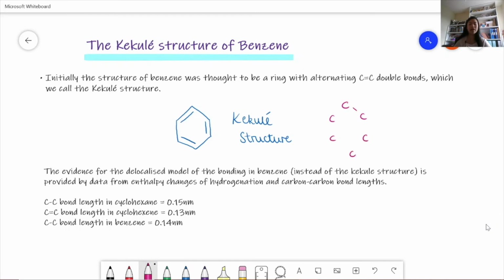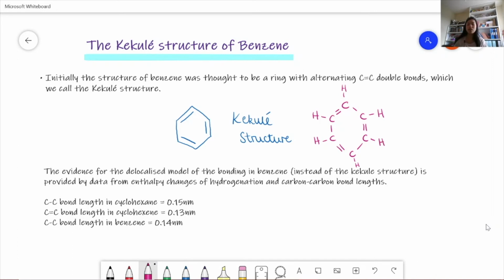But we'd have a single bond, and then a double bond, and then a single, and then a double, a single, and a double. And so what this would mean would be that we would have CH single bonds, very much like the structure of benzene that we know now.